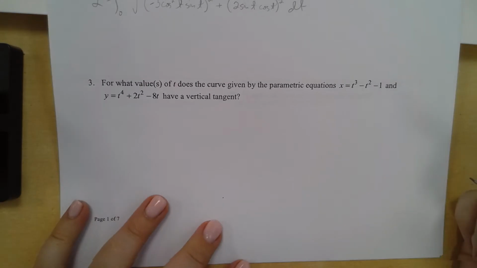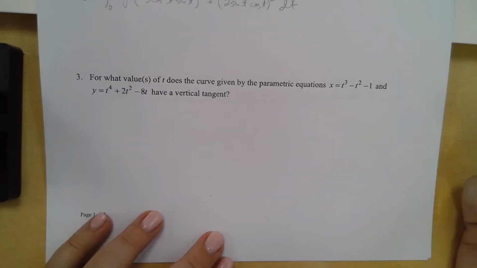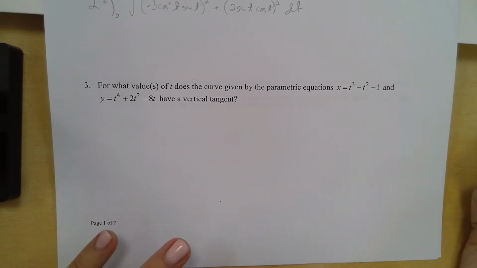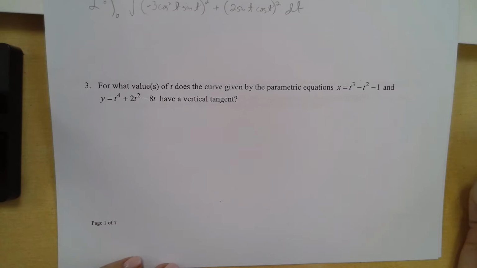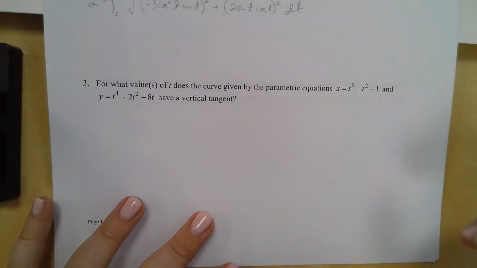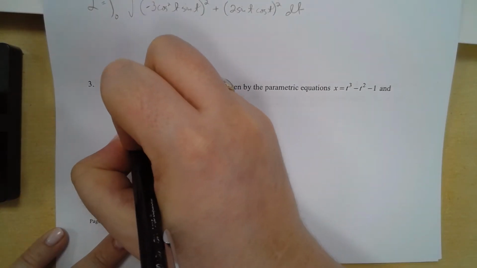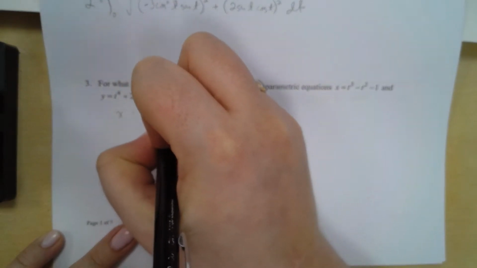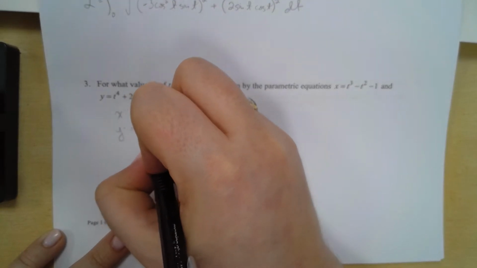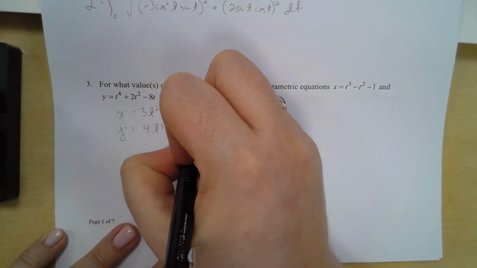For number three, what values of t does the curve given by the parametric equations x equals t cubed minus t squared minus 1 and y equals t to the fourth minus 2t squared minus 8t have a vertical tangent? Okay, well, if we're going to have a vertical tangent, we need to know first our derivative. So x prime is equal to 3t squared minus 2t. And y prime is equal to 4t cubed plus 4t minus 8.